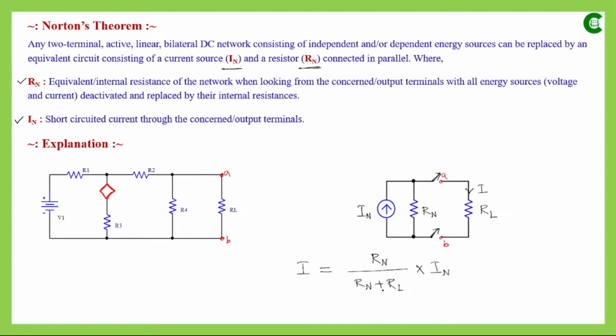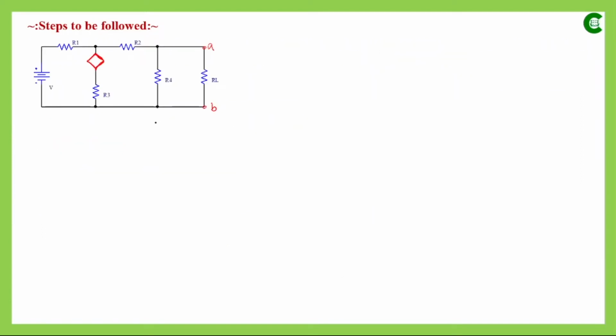Next I will discuss how to Nortonize an electrical network, or how to find the equivalent Norton circuit of a given DC network. Here we have a resistive network with an independent voltage source and also a dependent source. These are our concerned terminals across which the load resistor RL is connected. In the first step, we remove this concerned resistor through which we want to find the current value.